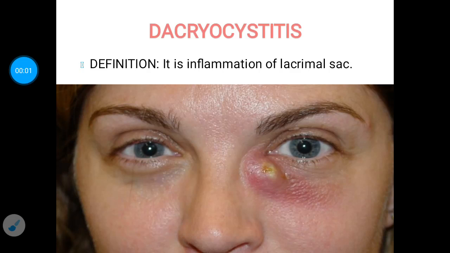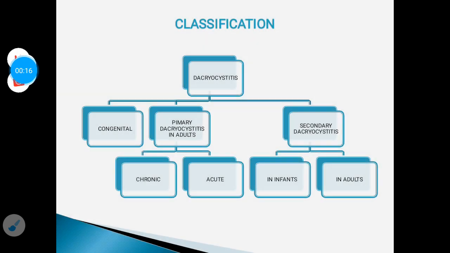Hello friends, today we are going to learn another topic from the lacrimal gland, and the topic is dacryocystitis. Dacryocystitis is the inflammation of the lacrimal sac. Now regarding the classification of dacryocystitis, it can be broadly divided into three varieties.